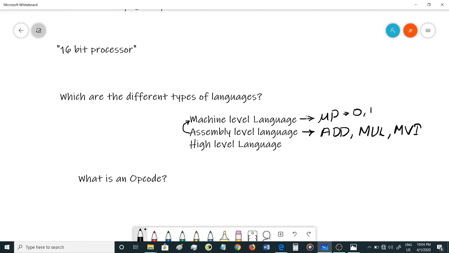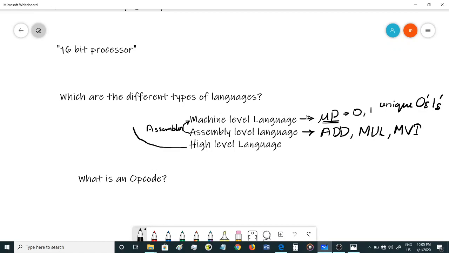For each instruction there will be a unique combination of zeros and ones. Is that clear? A unique combination of zeros and ones corresponding to each instruction, which is understood by your MPU. The microprocessor will understand only these combinations of zeros and ones. So you will require something called an assembler to convert your assembly level language to machine level language.